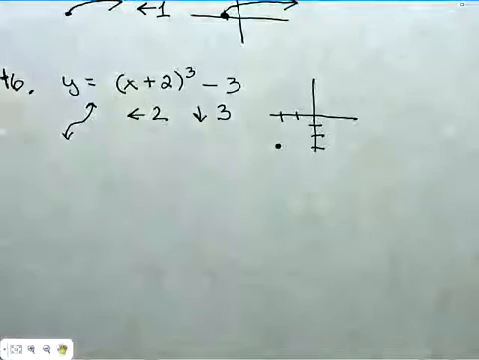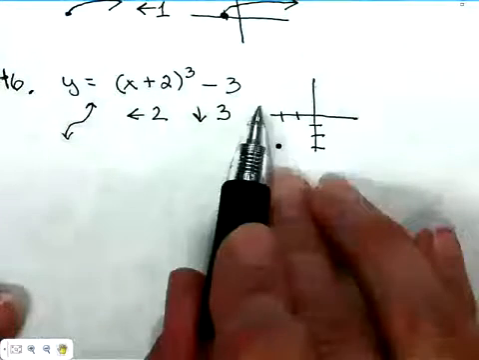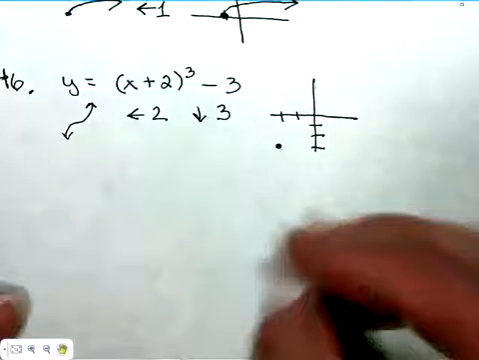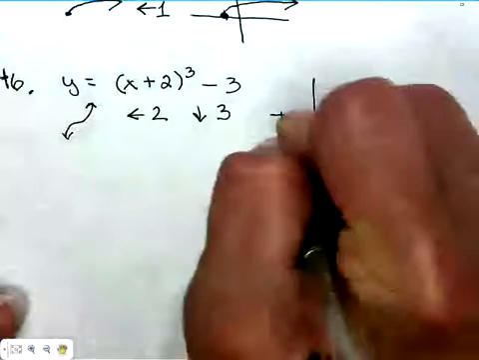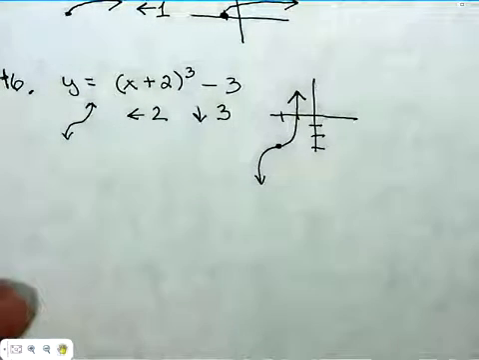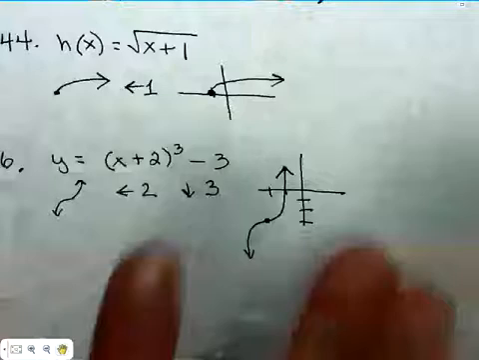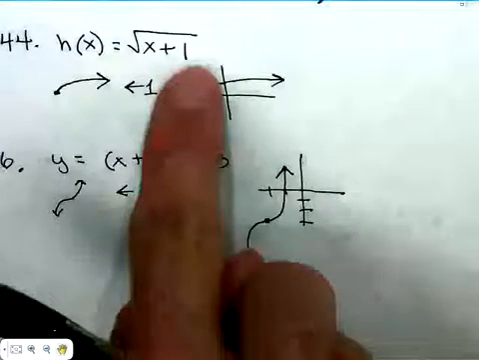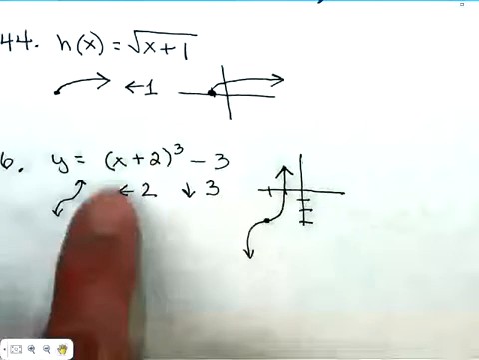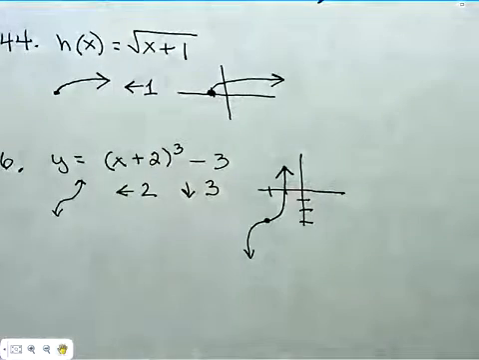It was at 0, 0, but it's been shifted 2 to the left and down 3. So here's what I'll be looking for. Because that horizontal shift always works the opposite of what we expect. Right here, adding 1 actually moved the graph to the left 1. Adding 2 moved the graph to the left 2. Okay?